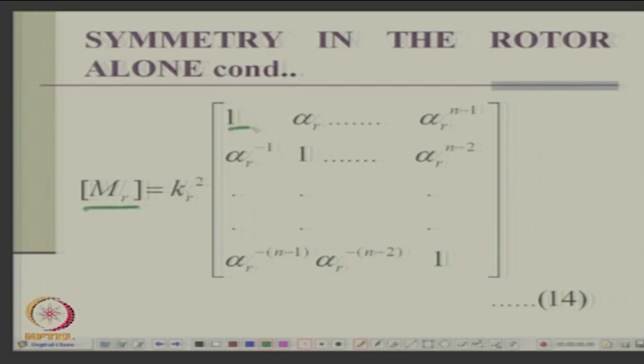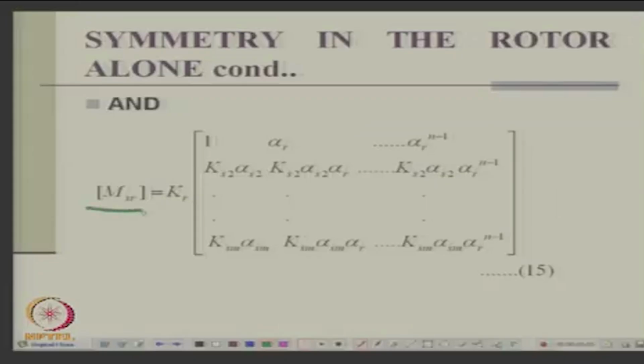Your MR will become much simpler. You have 1, alpha r to the n minus 1, alpha r minus 1, 1. All your diagonal elements will be unity, and all others will reflect the phase disposition of the respective windings with reference to the reference winding R1. So, this is your self reactance coefficient matrix, that is Kr square into this.